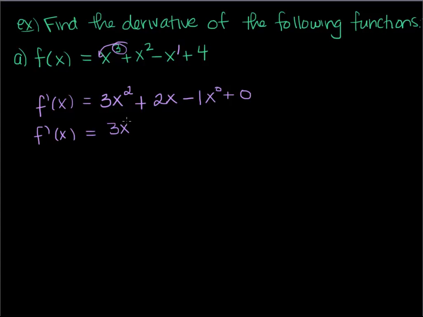And so of course my final answer, I want to make sure x to the 0. What is x to the 0? That's just 1. Remember, anything to the 0 power is 1. And so my final answer here is 3x squared plus 2x minus 1. Okay, that is the derivative.